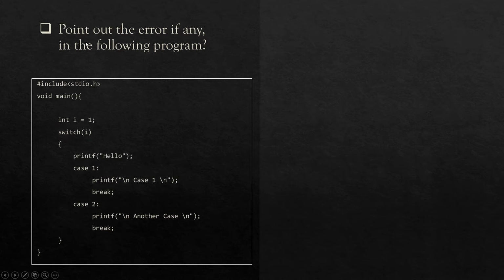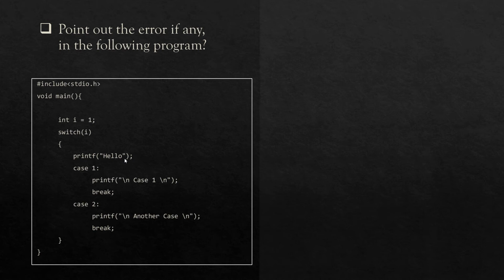This is our third question: point out the error, if any, in the following program. You can see that we have a program in this section with a switch statement, and one variable i is declared, initialized with value 1. We have two switch cases, case 1 and case 2, and each case contains one printf statement and break, but before case 1, outside the cases, we have a printf function which prints a hello message. So is this an error or not? You have to give the answer. Point out the error in this program, if any.